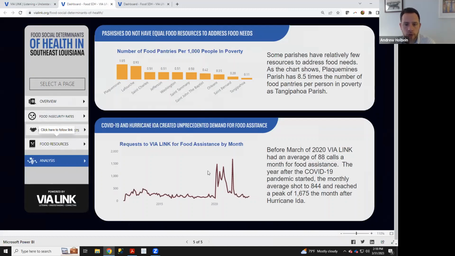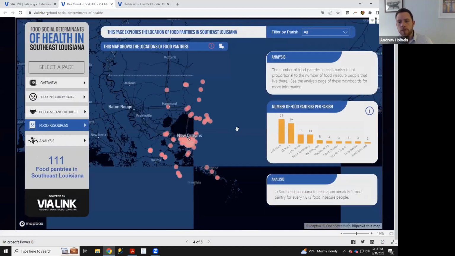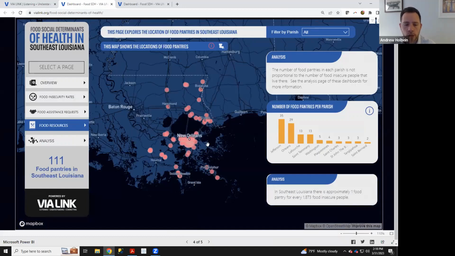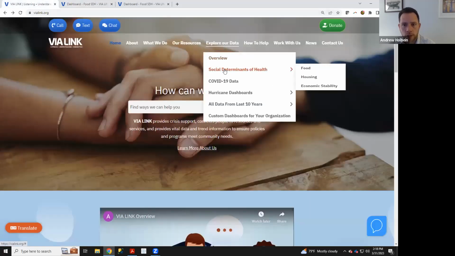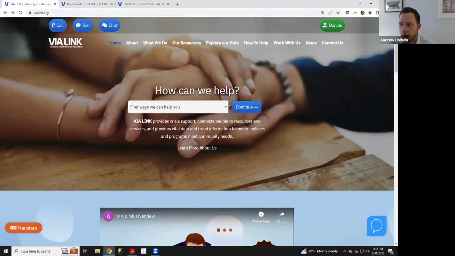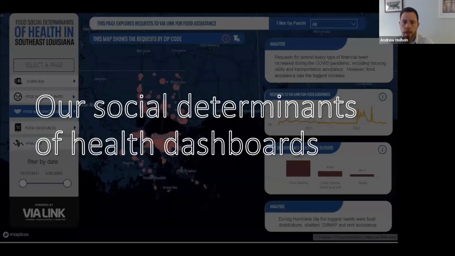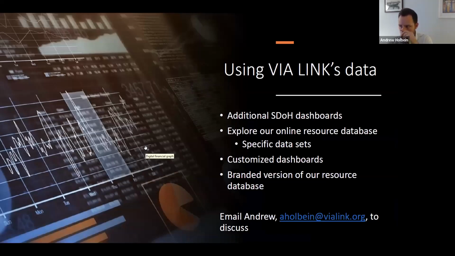So, just kind of digging deeper into the data to see more trends like that. I won't walk through all the dashboards. As I said, they're all published here on ViewLink's homepage, along with some of our other data, and we will be expanding that in the months to come, the number of different types of social determinants of health that we're looking at.